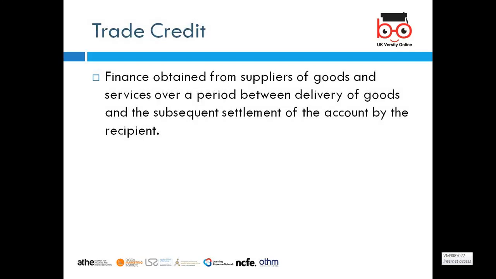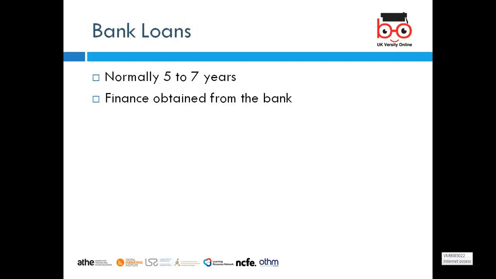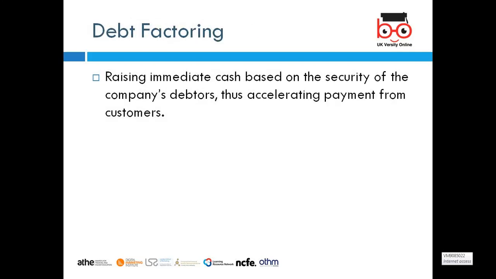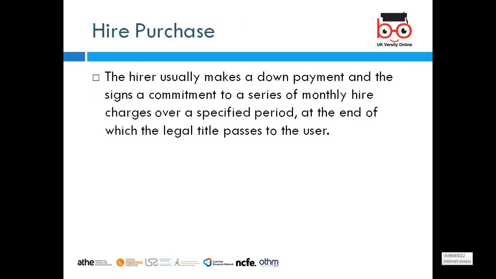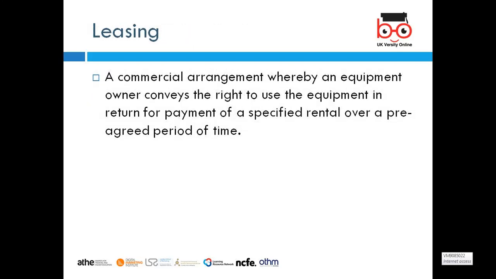So these are the explanations: trade credit, bank credit facilities, bank loan, debt factoring, invoice discounting, hire purchase, leasing. So we need to remember that leasing has two types. One is called an operating lease, one is a finance lease. What is the difference between a finance lease and an operating lease?